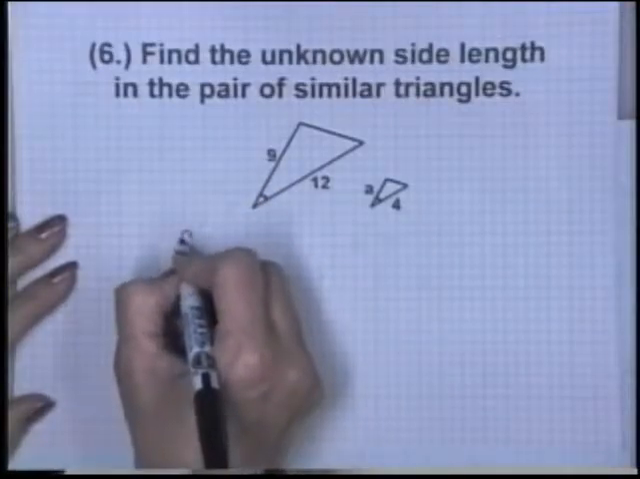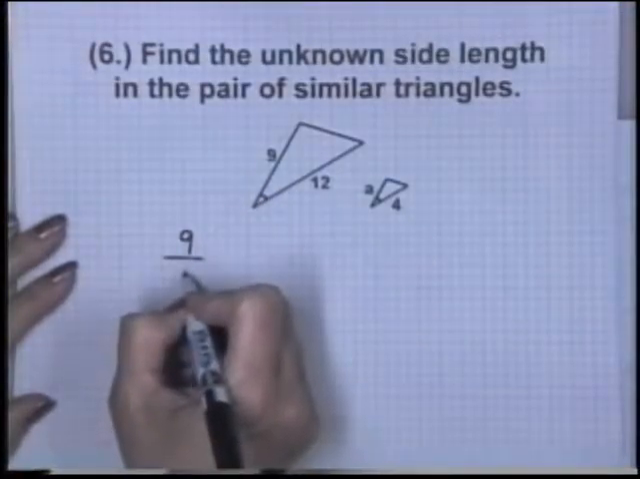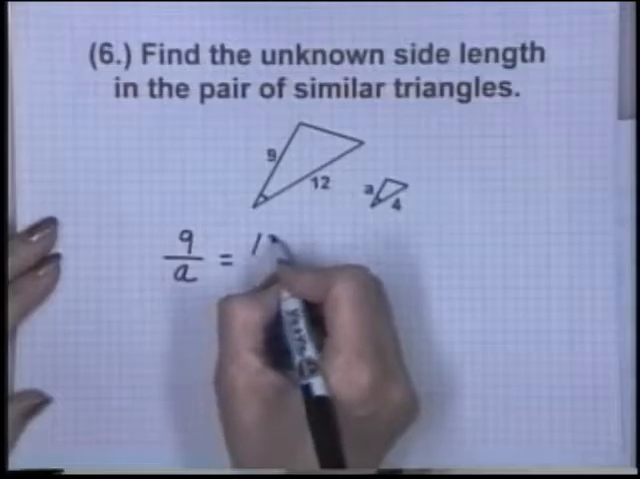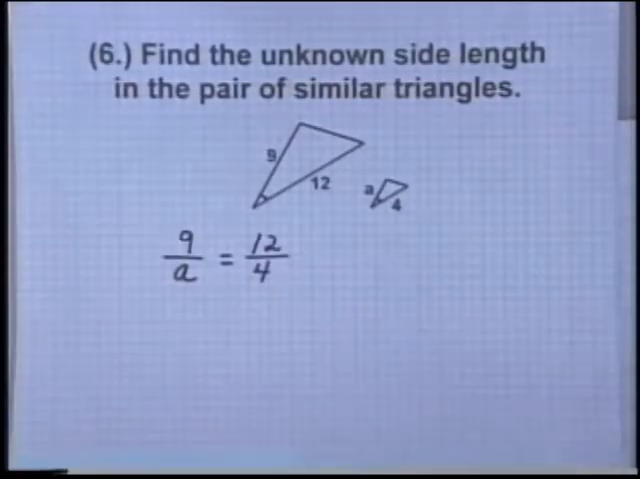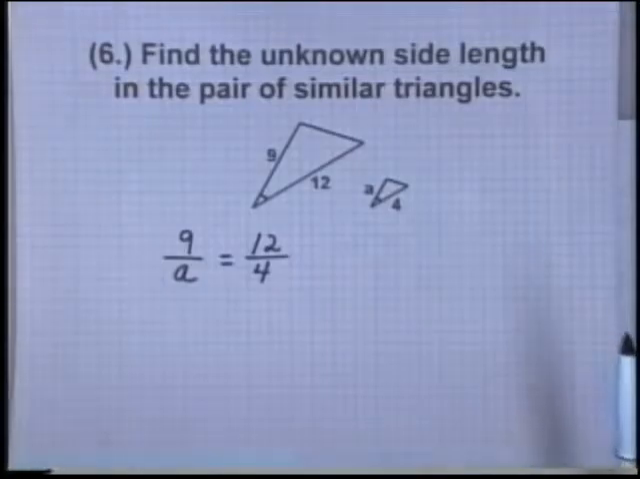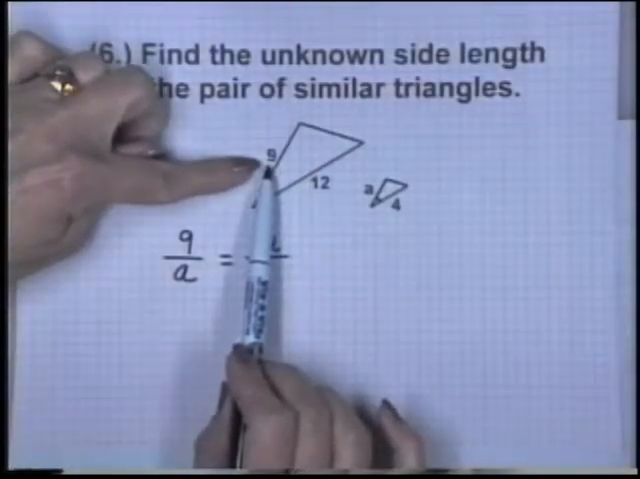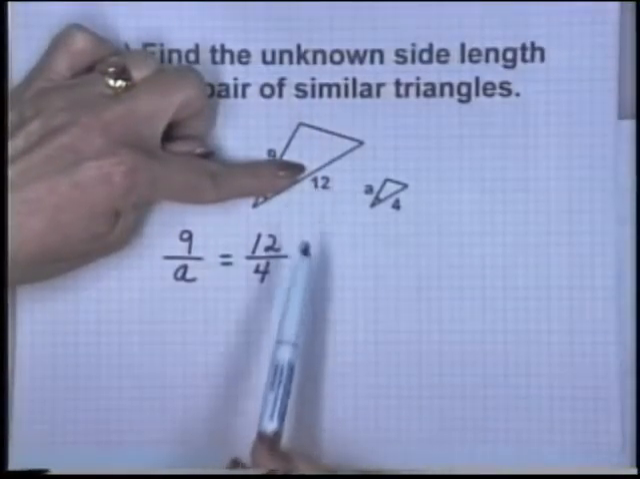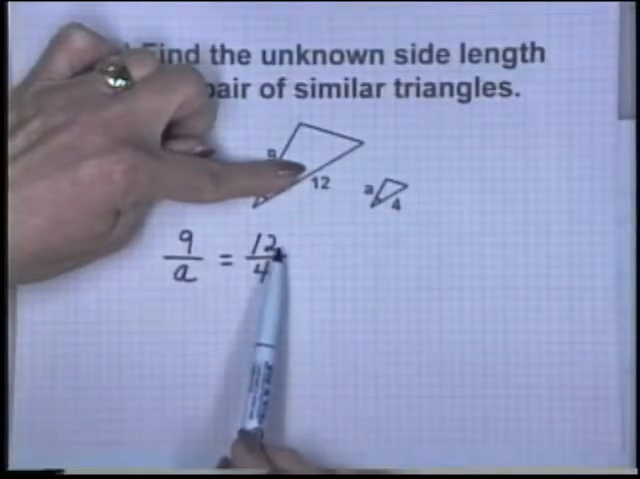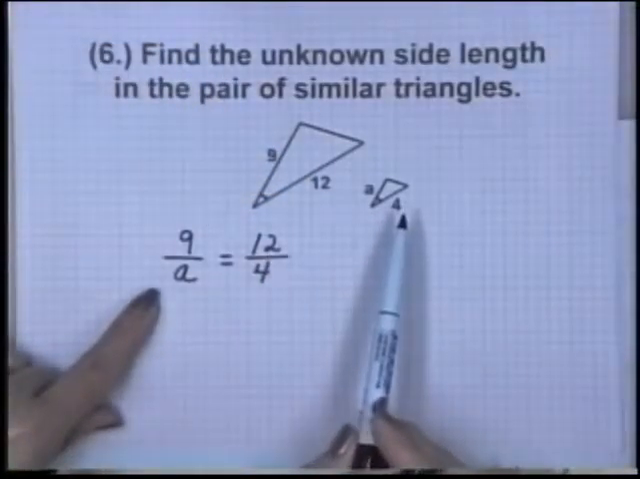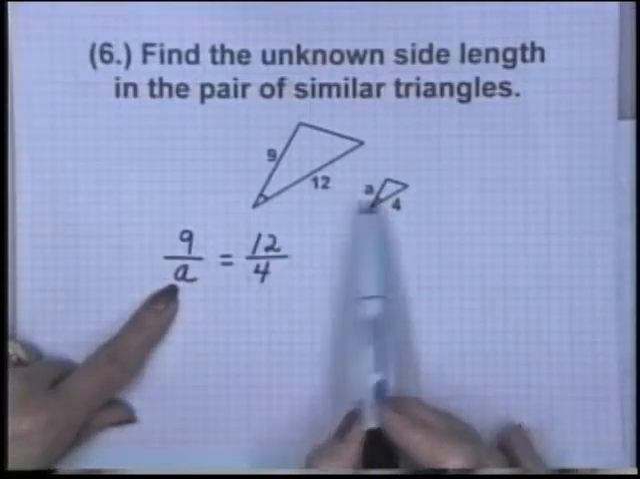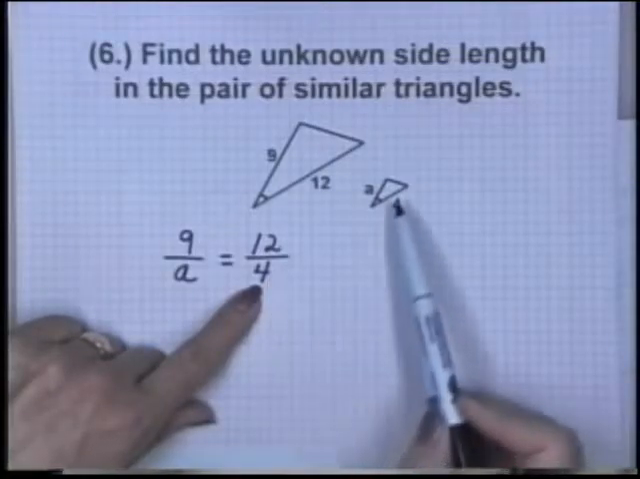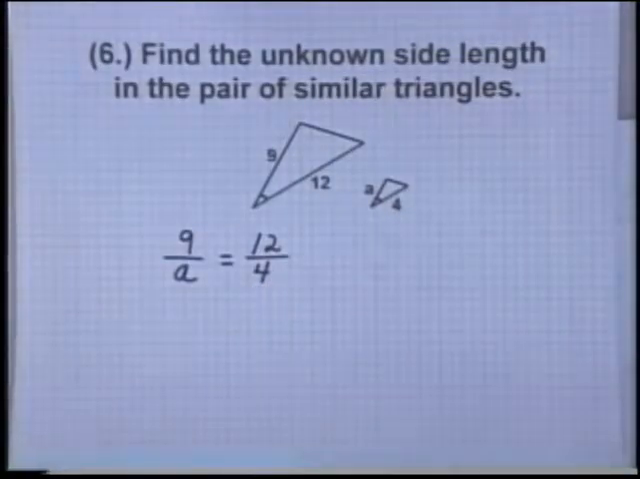We will say that the ratio of 9 to A equals the ratio of 12 to 4. Notice it's very important, since I use the 9 in the numerator here from the larger triangle, that I also use the 12 on the other side in the numerator, and that the A comes from the smaller triangle and it's in the denominator, and the 4 in the denominator on the other side of the proportion also comes from the smaller triangle.